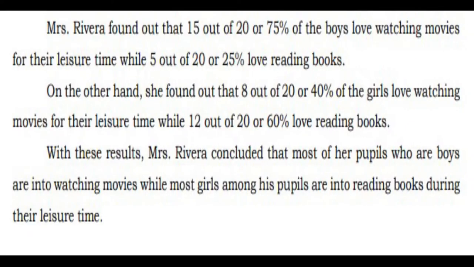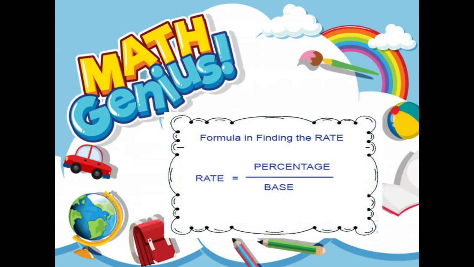Mrs. Rivera found out that 15 out of 20, or 75% of the boys, love watching movies for their leisure time, while 5 out of 20, or 25%, love reading books. How to find the rate?